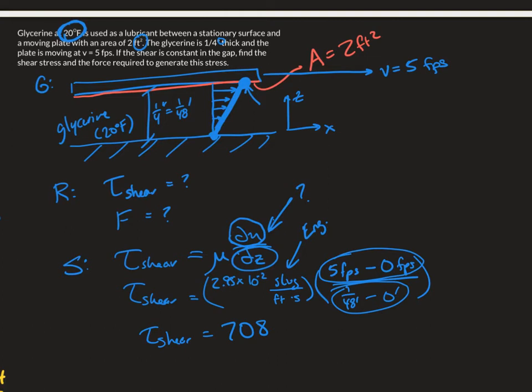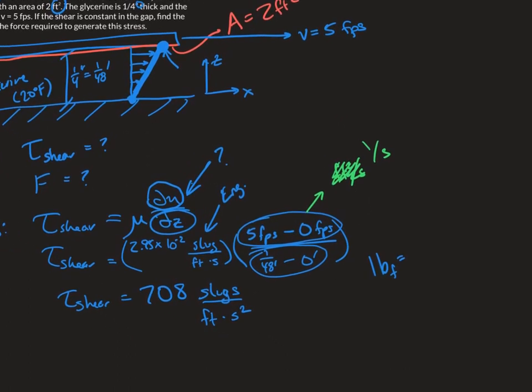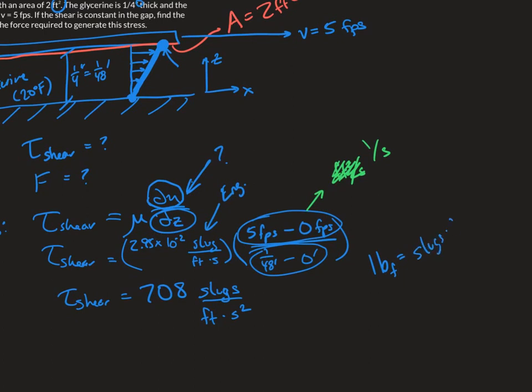Now we need to consider our units. We've got slugs, and nothing's going to cancel that out. This thing right here has units of feet squared per second, it looks like. Nope, it has units of per second, 1 over seconds. So this becomes slugs over feet times seconds squared. And if we use the fact that 1 pound force, remember F equals ma, is slugs times feet per second squared, then we can take this and turn it into pounds.